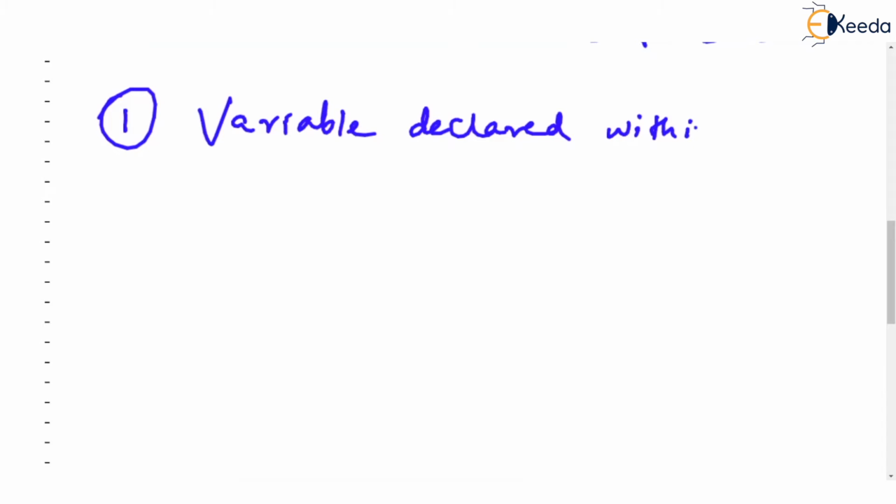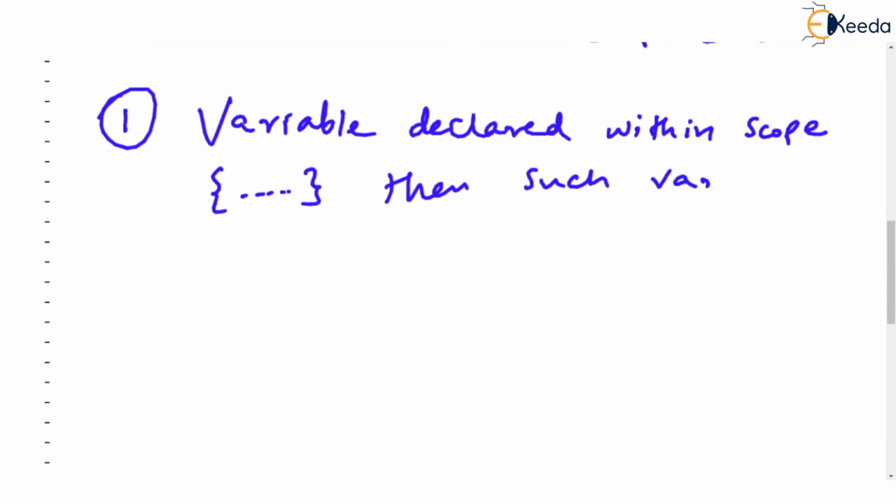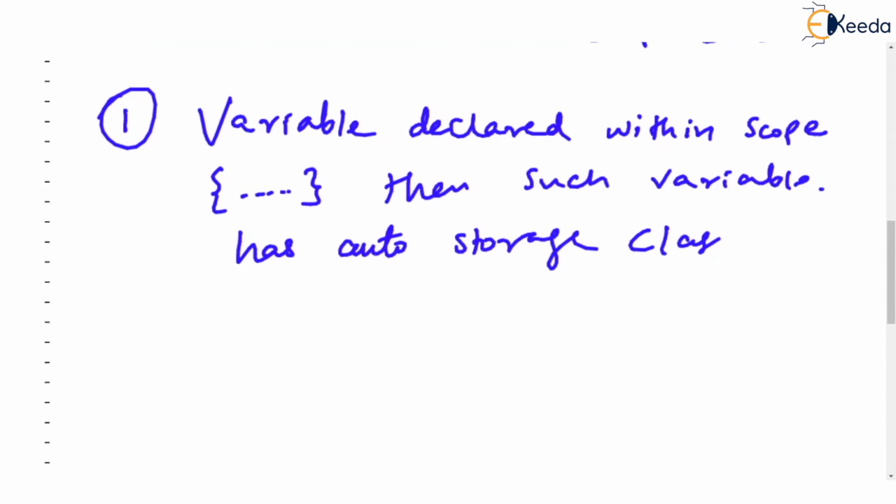So what are the properties that we have seen about auto storage class? The first property is that any variable which is declared within scope, many people call scope a boundary also, that is pair of brace open, brace close, whenever a variable is declared within scope, then such a variable has auto storage class. First property.